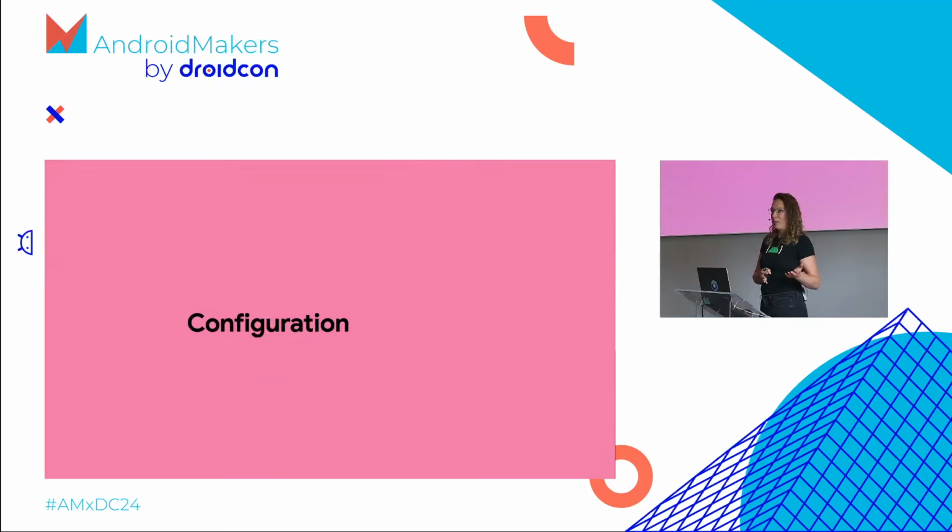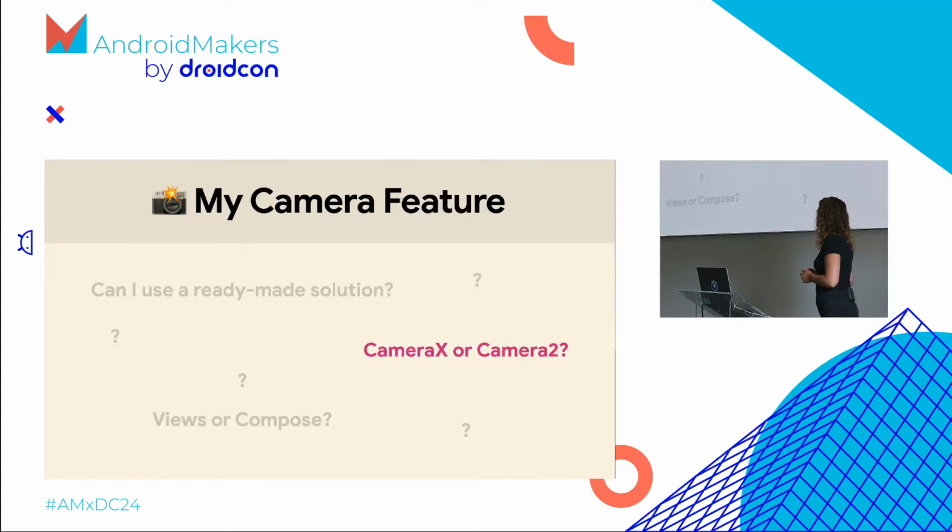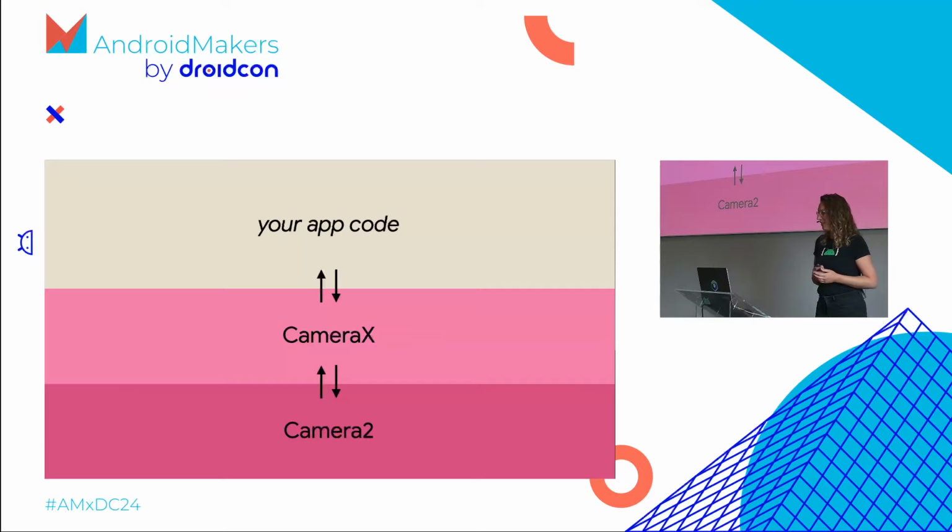So with that, we have our permissions, we have our uses feature set up, so we can go to the configuration of the camera. Now, this is where we get into the big question of CameraX or Camera2. I tried both CameraX and Camera2, and I can tell you that if at all possible, consider CameraX. But I wanted to explain to you a little bit of what it actually is and what the difference is. If you're working with your app code and you are using CameraX, then you're actually also using Camera2 under the hood. So CameraX is a wrapper, kind of like an abstraction layer on top of Camera2.